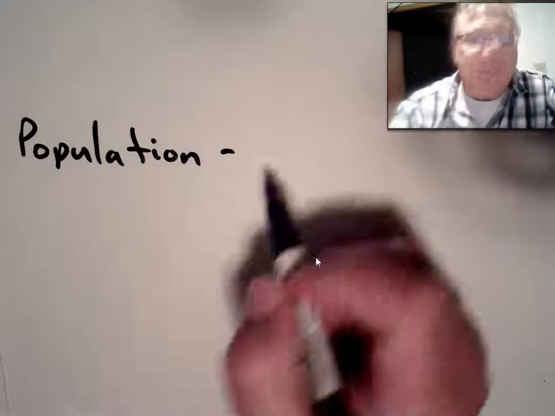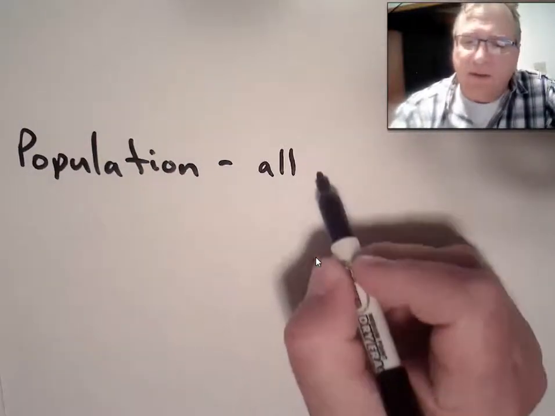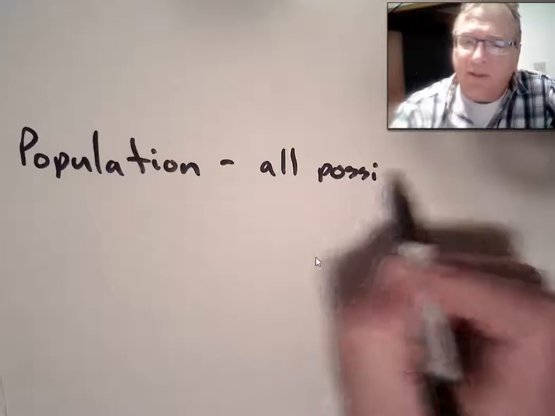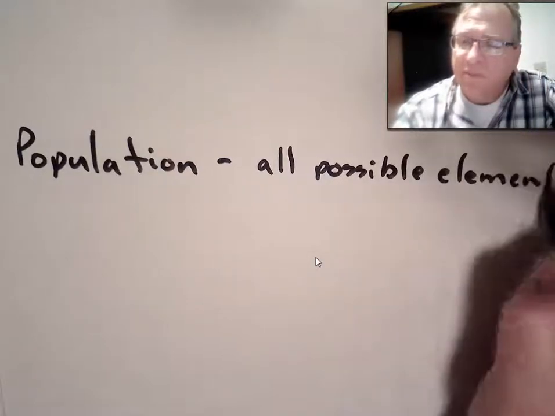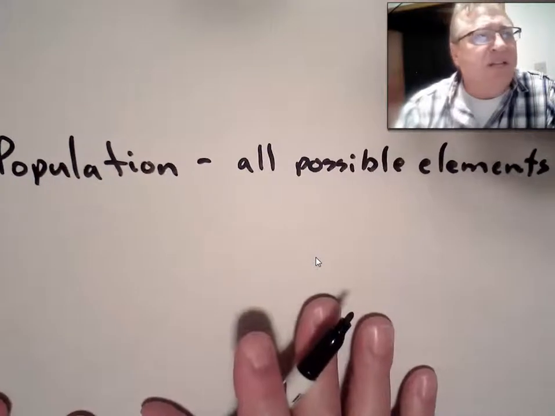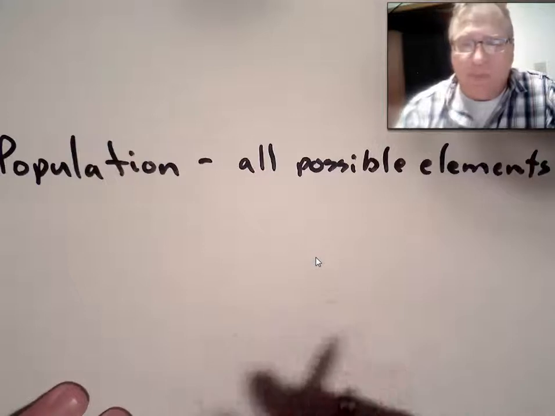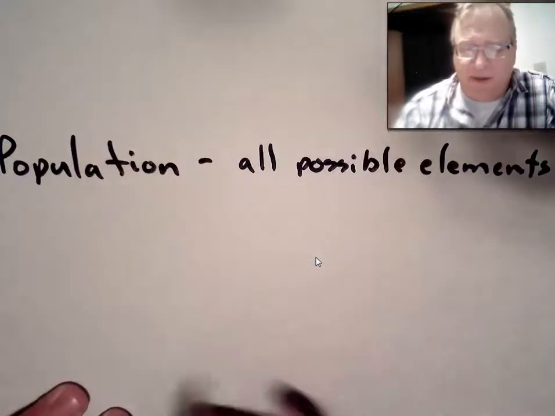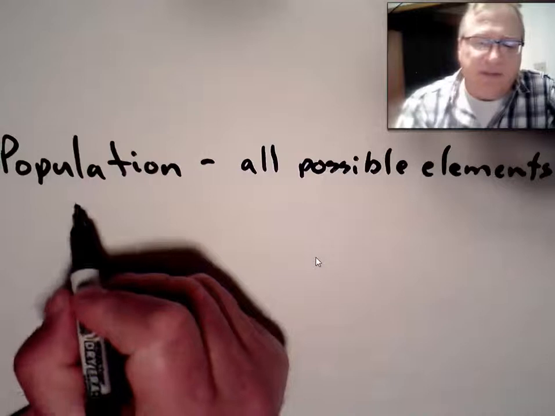Well, population, if we looked in the text, I believe we would find something like all possible elements. So what's the population? It's the large group from which we're drawing samples. And it's sometimes called the universe of values. Let's give an example.